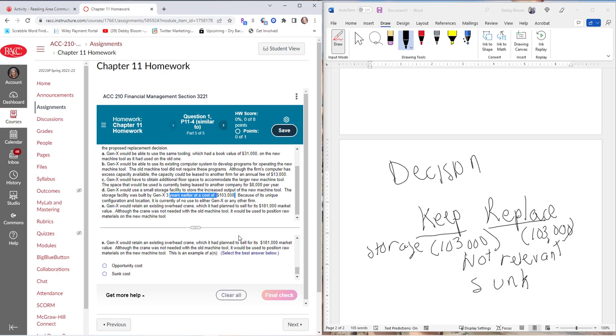And now let's move on to the real final one. So in E, Gen X would retain an existing overhead crane, which it had planned to sell for its $181,000 market value. Although the crane was not needed with the old machine tool, it would be used to position raw materials on the new machine tool. This is actually going to be an opportunity cost, and I'll explain why in a moment as soon as I erase Part D.